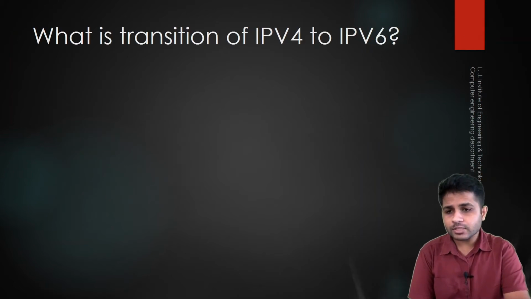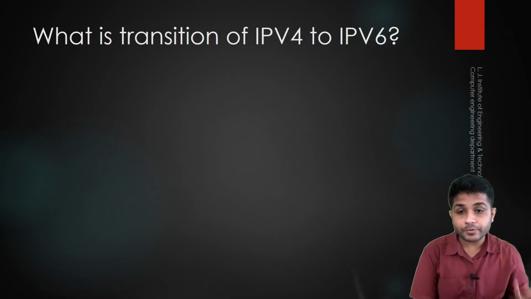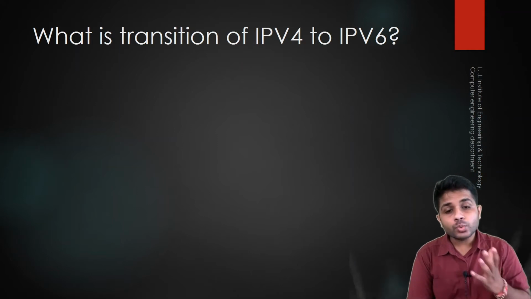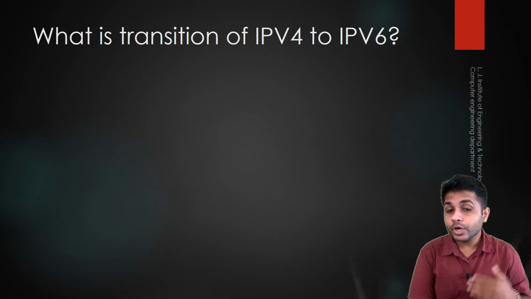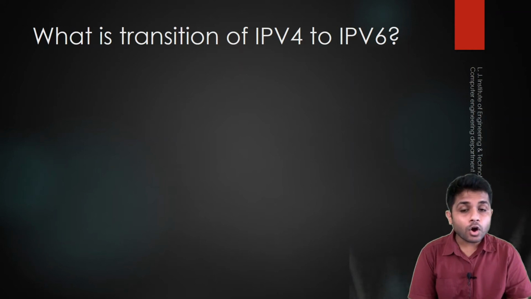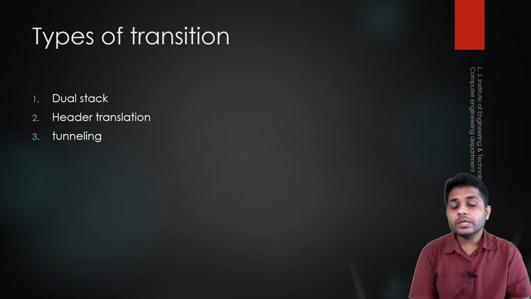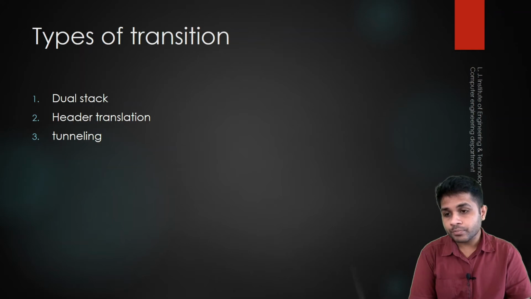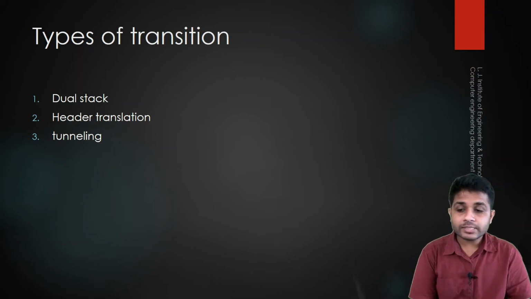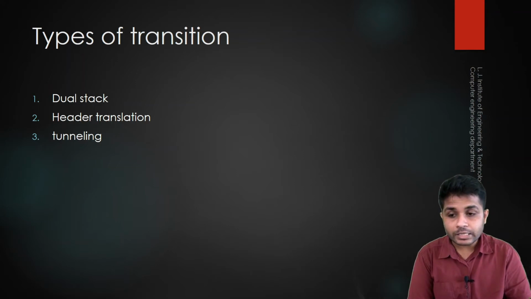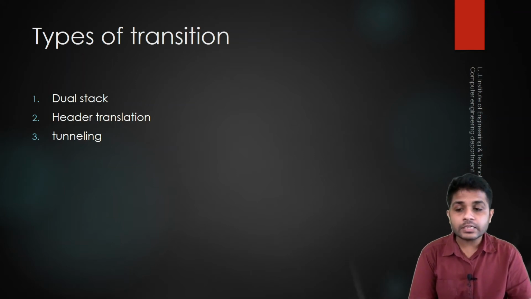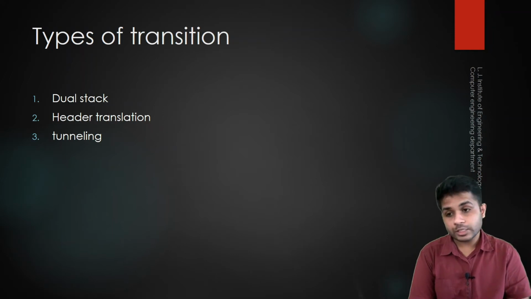Like we have just discussed, we need the transition from IPv4 to IPv6. We need some mechanism by which we can simply shift from IPv4 to IPv6, or using this mechanism, devices using IPv4 can communicate with devices using IPv6. There are mainly three types of methods for this. The first one is dual stack, the second one is header translation, and the last one is tunneling. Now let's see the first method, which is dual stack.